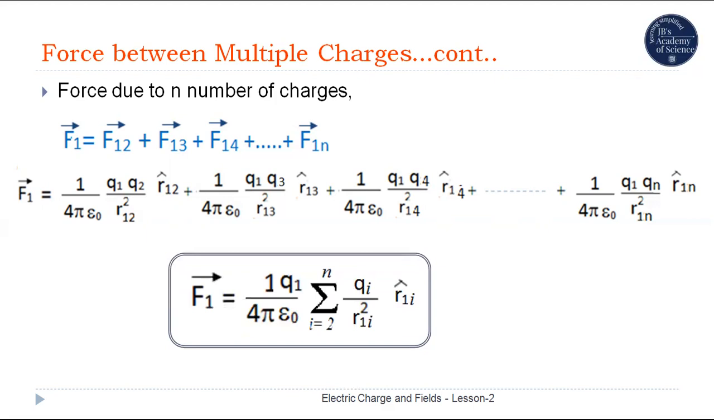Now we can write the net force using sigma notation as a summation of all the forces. F1 is equal to 1 by 4 pi epsilon 0 Q1 sigma i is equal to 2 to n Qi divided by R1i square R1i cap. That is the force on the charge Q1 due to all the other charges.